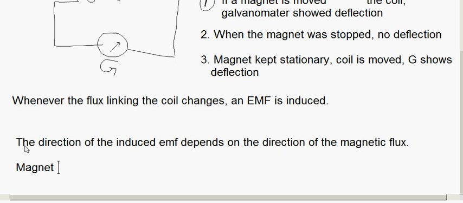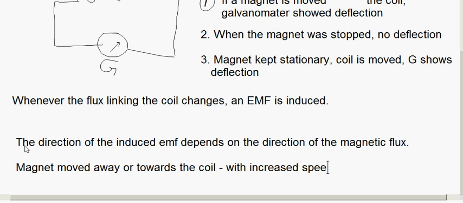So magnet moved away or towards the coil with increased speed. I am not writing the complete sentence, I am just writing the sequence. The magnet was moved away or towards the coil with increased speed, then the deflection was more. More deflection. So increase in speed means more deflection. Now magnet moved away or towards the coil with decreased speed, less deflection.